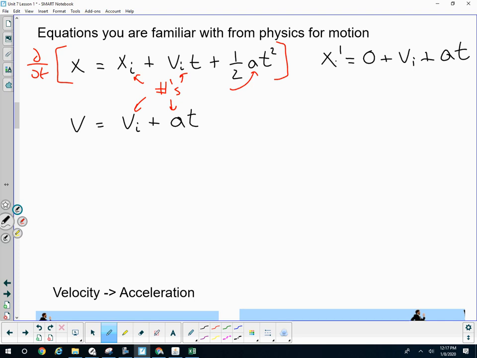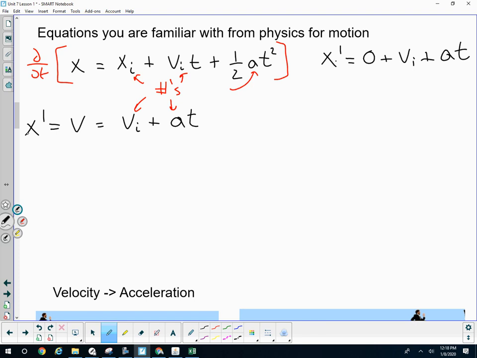You see that? They're the exact same. You didn't realize it at the time. You thought they were just unrelated to each other, two different equations, but they are very, very much related to each other. The slopes of position give us velocities. Okay?